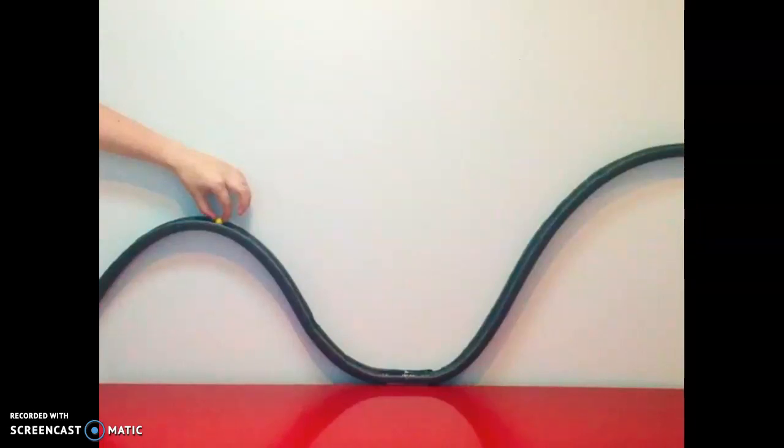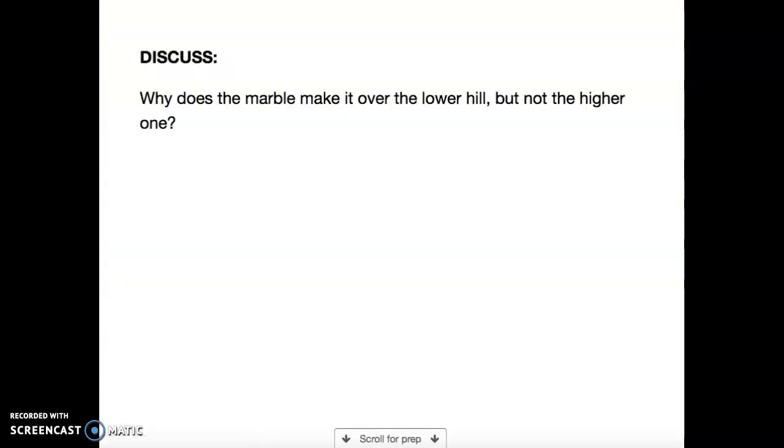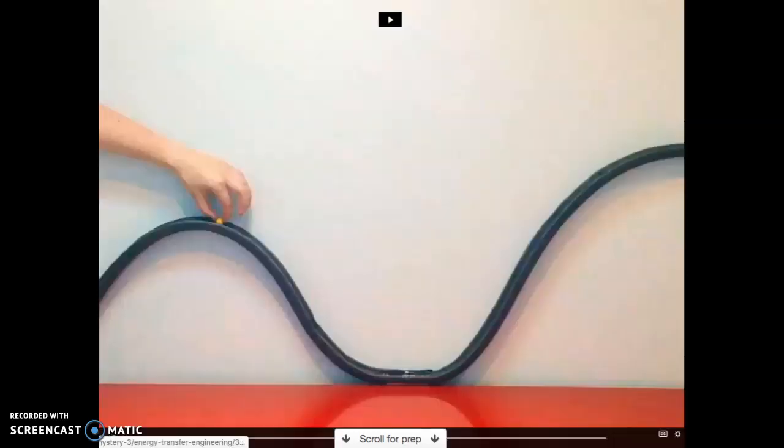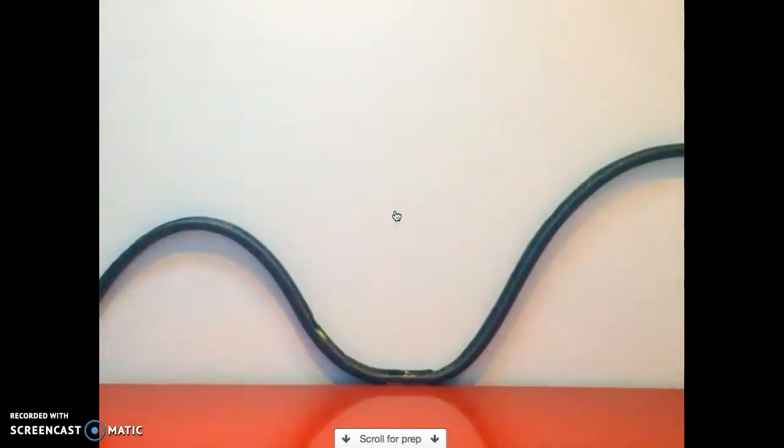Okay, let's see. Oh, it doesn't make it over, does it? So why does the marble make it over the lower hill, but not the higher hill? So why didn't the marble make it over the higher hill? Why does the first hill have to be the highest on a roller coaster?